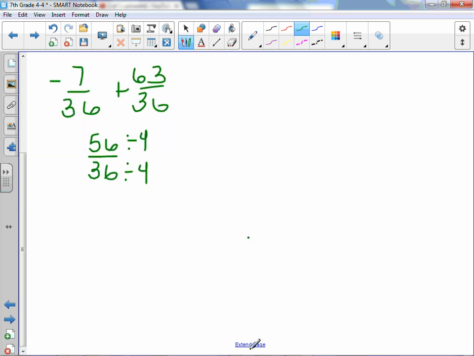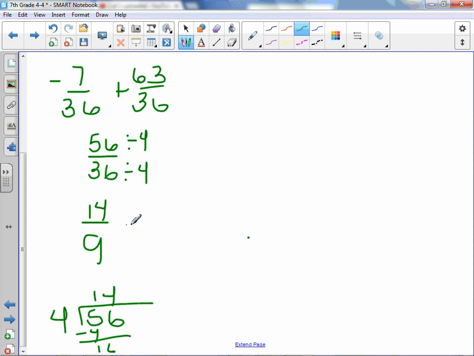The denominator would be 9. And let's figure out 4 into 56 here. Looks like 14 times. And this would equal 1 5/9.